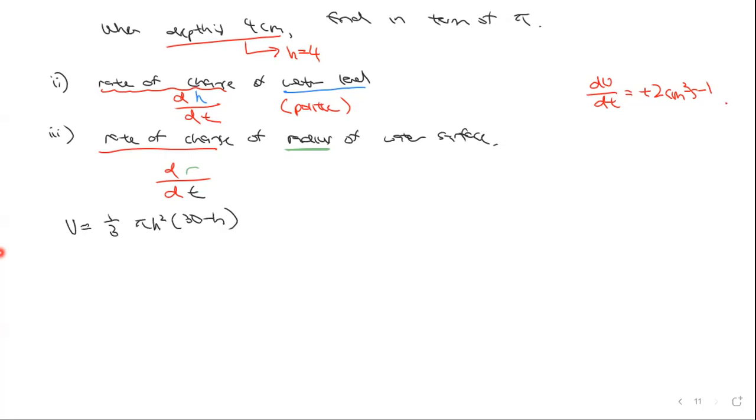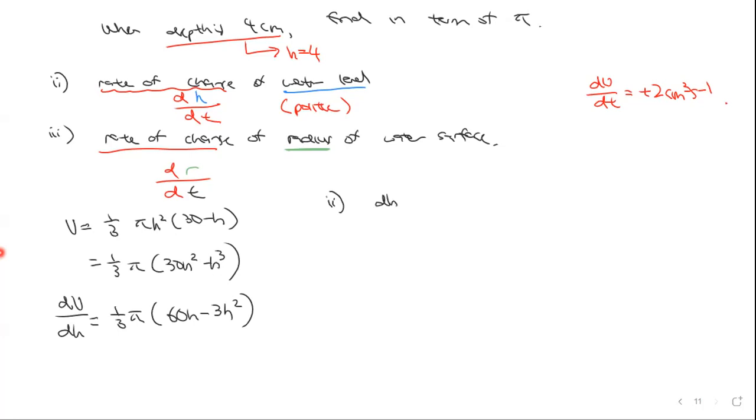Well, let's derive it with respect to h. In fact, before we do that, let's just rewrite it in perhaps a nicer, more convenient form. That's the same thing. So we can now derive that quite easily. So that's dV/dh. Now, we're not interested in dV/dh specifically, we're interested in dh/dt. So for part 2, we want to find dh/dt, and we need to use the chain rule.